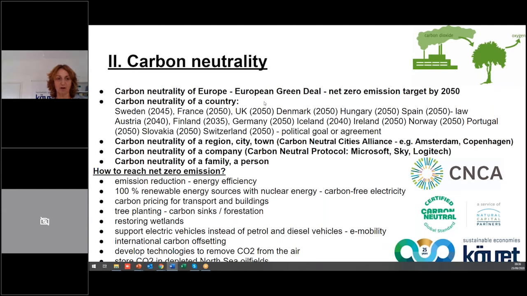And what does it mean, carbon neutrality of Europe, of a country or a region? So you can see that for Europe, it's a European Green Deal, as I mentioned. For the countries, I found a very interesting web page, and here you can see which countries have a very strong political goal or agreement to fulfill this requirement and to be a net zero emission target by 2050 or 2045, for example.